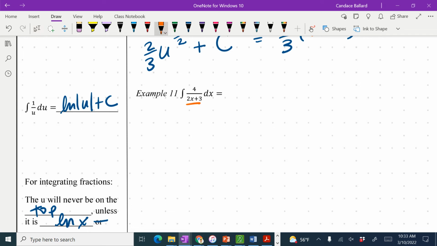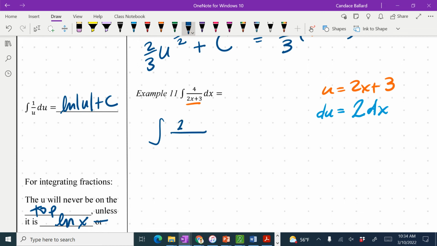So my u is going to be this. u equals 2x plus 3. What does du equal then? 2 dx. Good. I am going to do a little bit of rewriting so you can see that I actually do have 2 dx. So I'm going to rewrite the original really quick. My 4 could be broken up into 2 times 2, couldn't it? So we got a little bit creative with that one. I still know 2x plus 3 is the u. I have 2 dx.